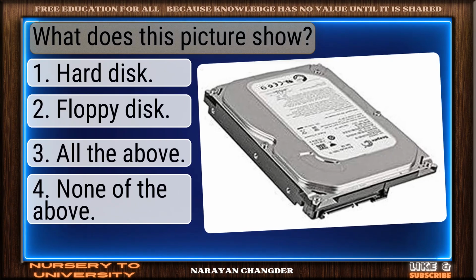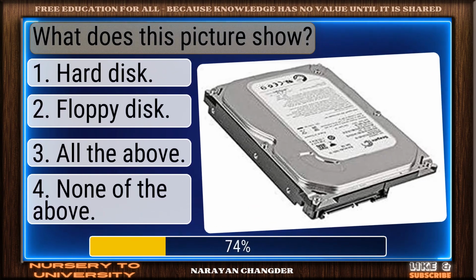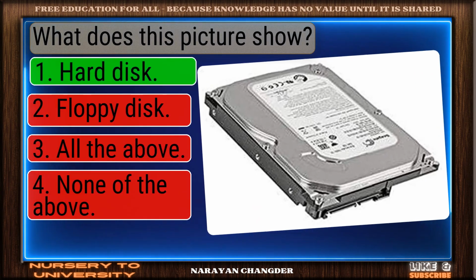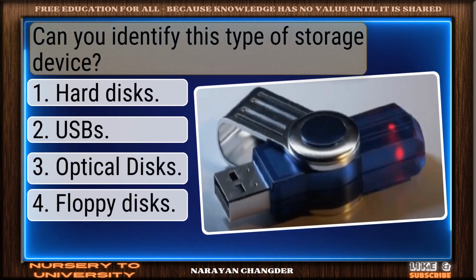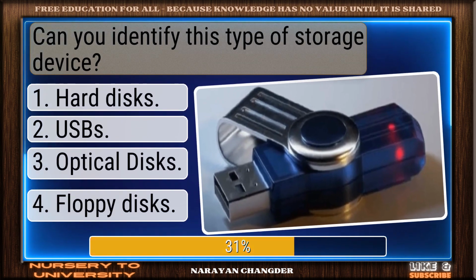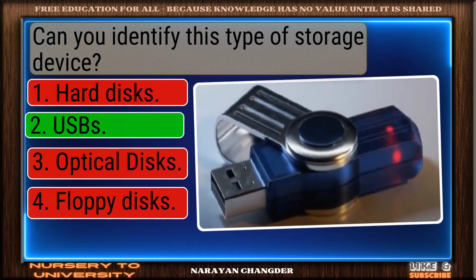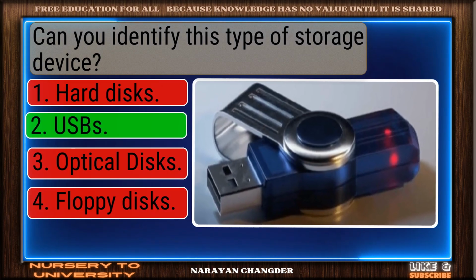What does this picture show? Excellent. Hard disk is a brilliant choice. Can you identify this type of storage device? On track. USB is the correct answer.